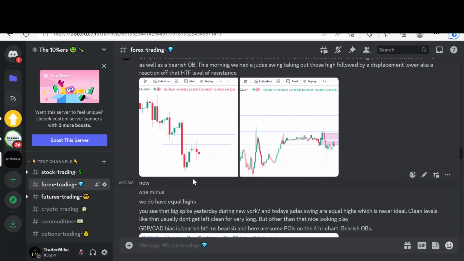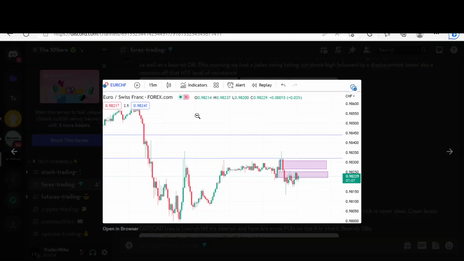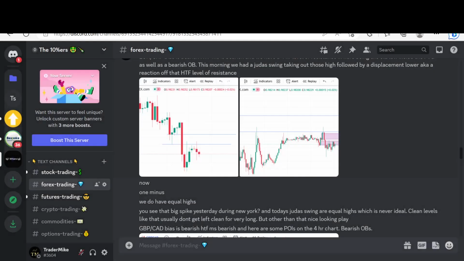All right, so this is one of the minuses. Okay, now one minus, we do have equal highs. Again, look at my mouse real quick right here. We'll go to my TradingView charts here in a second and break it down in there as well, but I'm going to start off in here. These are equal highs. So what you need to understand is when you have equal highs and you have a very clean level, it's usually not left clean for very long. It usually gets swept pretty quickly, right?